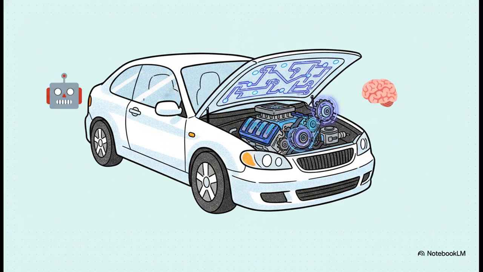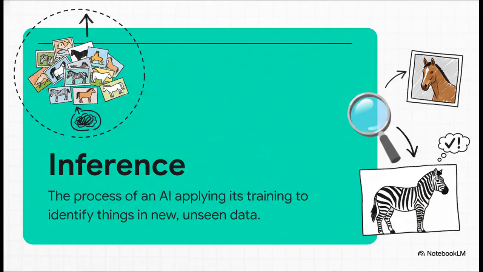Artificial intelligence, or AI, that's the big, broad field of creating tools that can do stuff that normally requires human intelligence. Machine learning, or ML, is the main process we use to make that AI smart. So if AI is the car, machine learning is the engine that was trained on all the rules of the road.